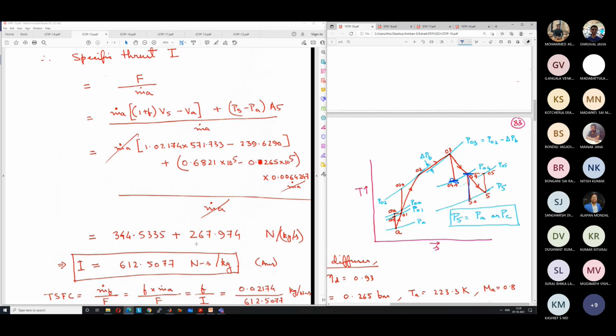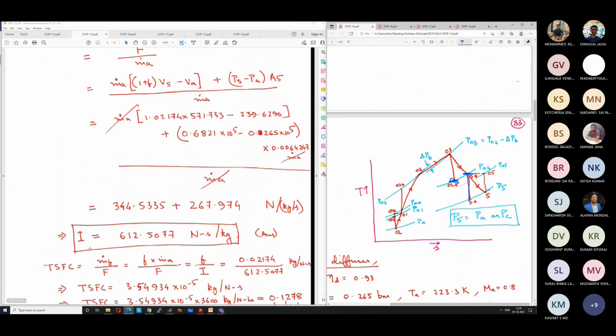But see that the pressure also is a strong contributing factor here because the nozzle is choked. The pressure thrust is 267.974 Newton per kg per second. So we could not have ignored it because it's such a big contributor. So ultimately, I, which is the specific thrust, is 612.5077 Newton per kg per second.